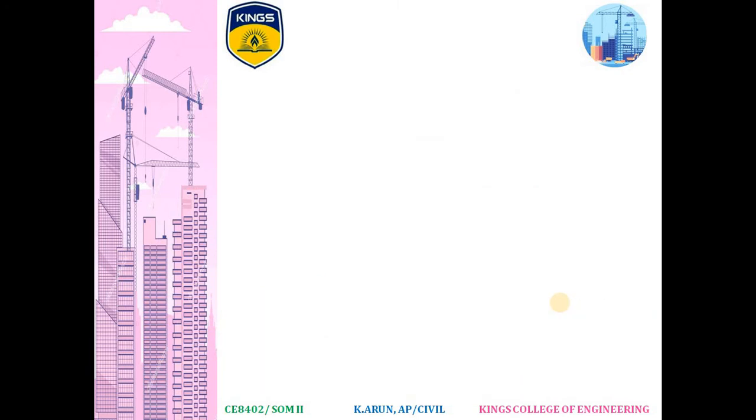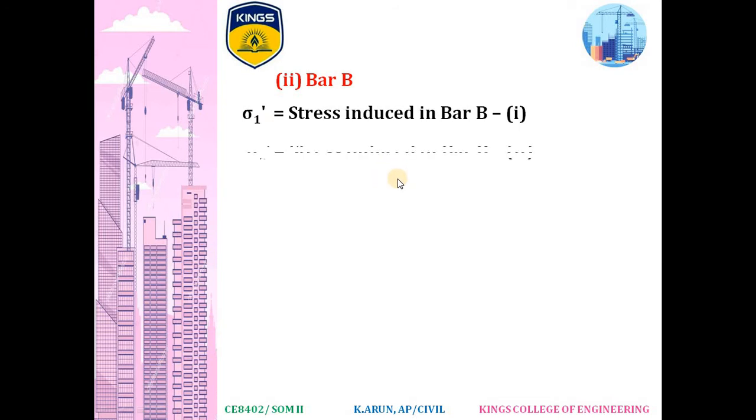Next we are going to calculate the strain energy in bar B. So first we have to define the terms here. We can use the dash notation since we already have used sigma 1 and all. For bar B we can use the notation dash here. So sigma 1 dash is the stress induced in bar B in portion 1. Sigma 2 dash is the stress induced in bar B in the second portion, portion 2.